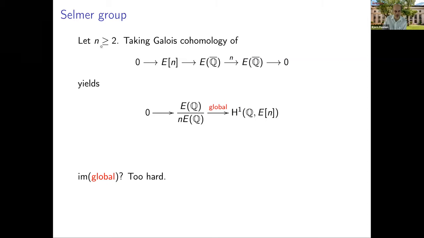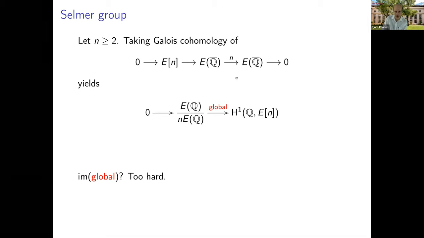So fix an integer n, at least 2. What we're going to try to do is figure out what the rank of E is by looking at this quotient. Because if E of Q, for example, looks like Z cubed, then this quotient should have a copy of (Z mod nZ) cubed in it. So if you can bound this group, then you can also bound the rank. And so the question is, to what extent can you take a rational point and divide it by 2? What's the obstruction to dividing a rational point by 2?